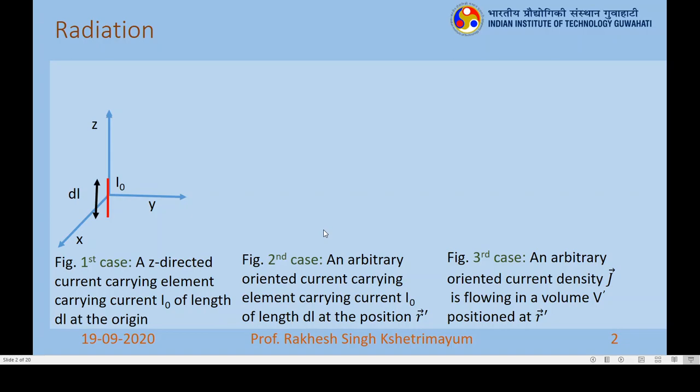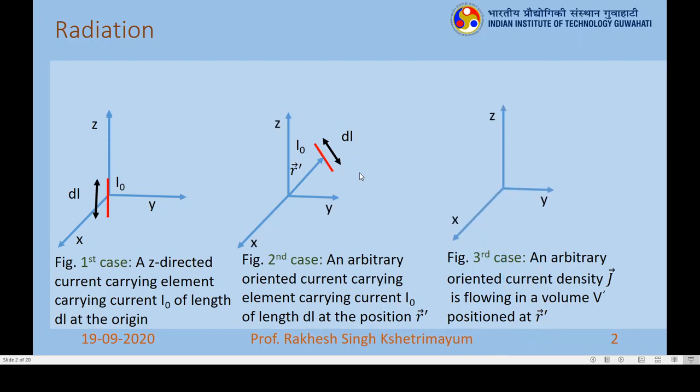But what we are going to consider now is a more complicated case where you displace this dipole to a position r_s from the origin. This dipole was along the z-axis and positioned at the origin, but now we displace it by a position vector r_s. One more thing is that we also change the orientation of this dipole to any arbitrary direction. So that's the second case.